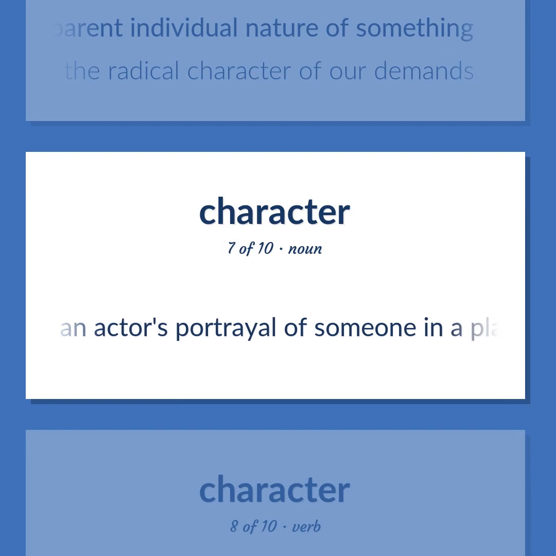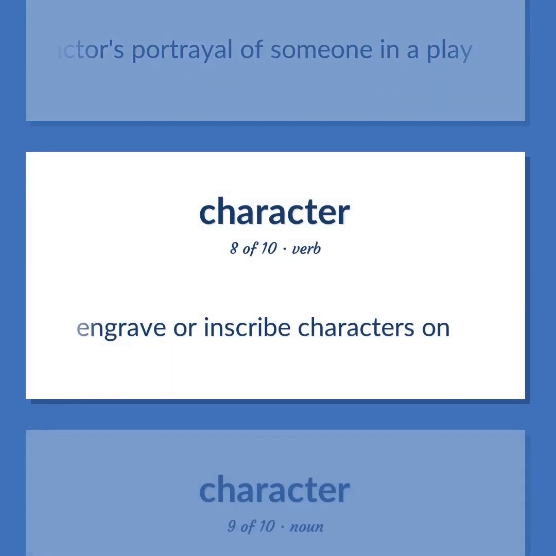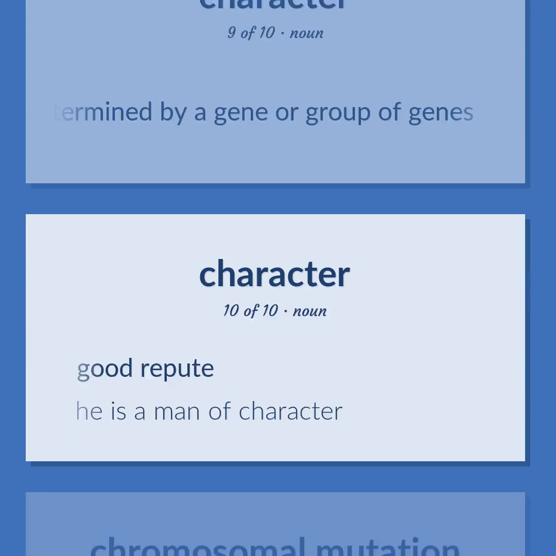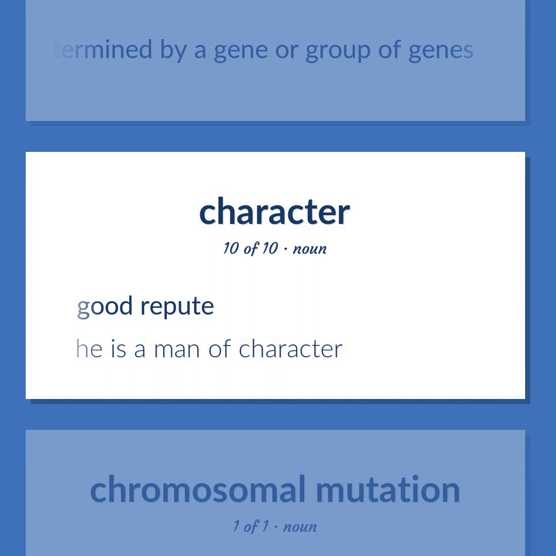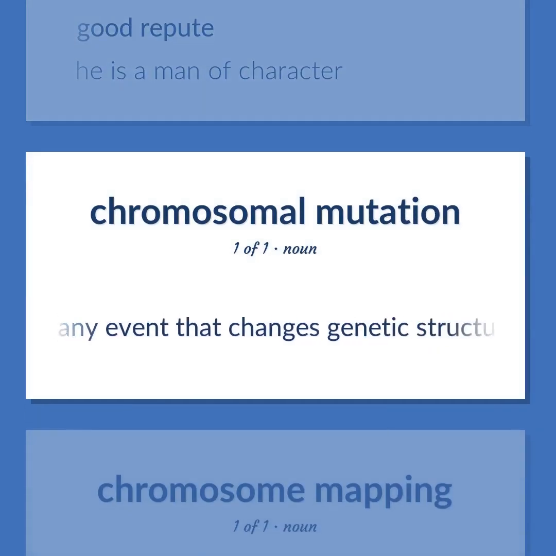An actor's portrayal of someone in a play. Engrave or inscribe characters on. Genetics. An attribute, structural or functional, that is determined by a gene or group of genes. Good repute. He is a man of character. Genetics. Any event that changes genetic structure. Any alteration in the inherited nucleic acid sequence of the genotype of an organism.